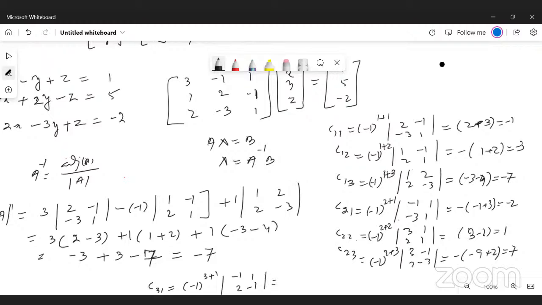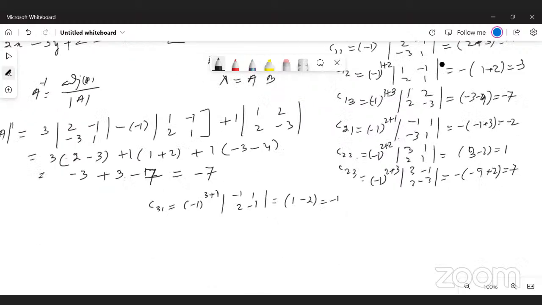So it becomes 3 1 and 4 is positive. Then it is 1 minus of 2. So 1 minus of 2 means -1. Minus 1. Okay.